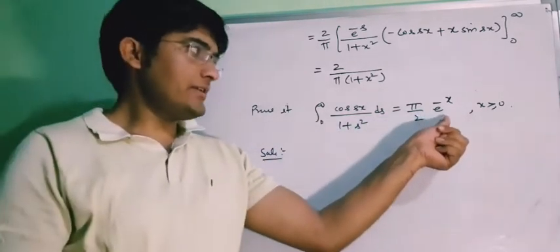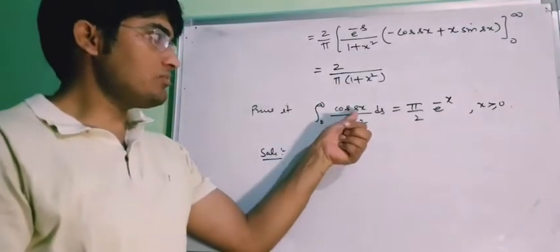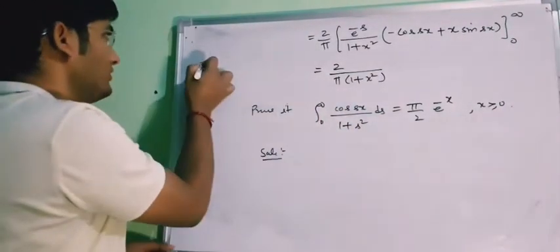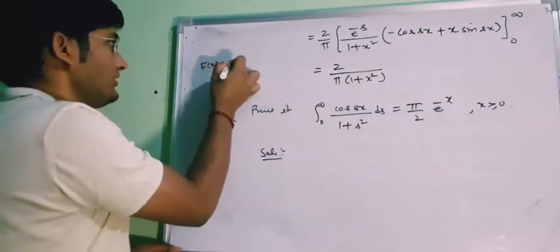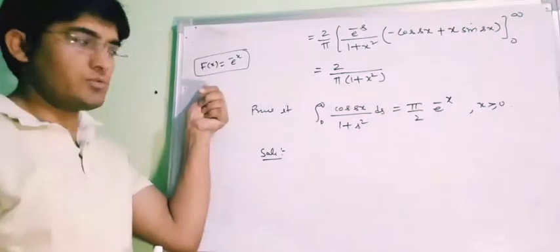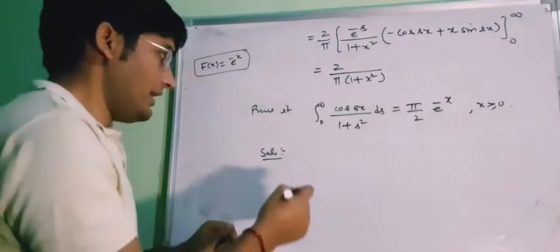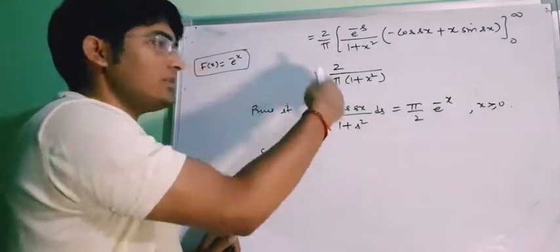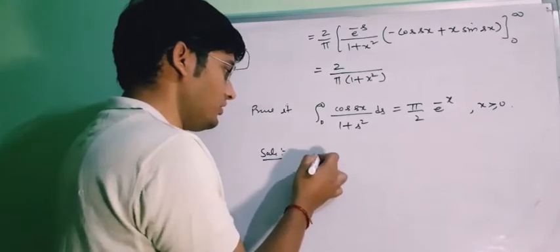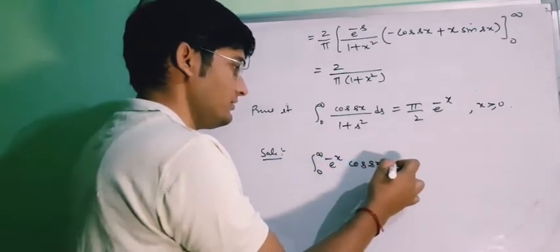Either you can take f(x) equal to e to the power minus x and then take its Fourier cosine transformation, as we are getting cos sx. So for the first method, take f(x) equal to e to the power minus x and then take its Fourier cosine transformation, and then you will get the answer. And as I am solving the integral equations, let us find out the value of this integral, e to the power minus x cos sx dx.